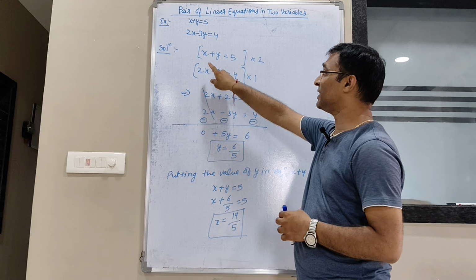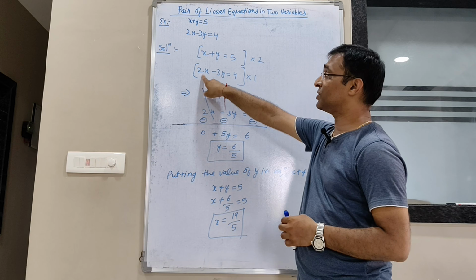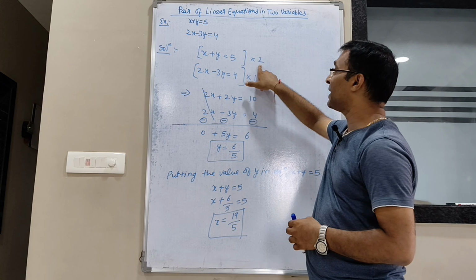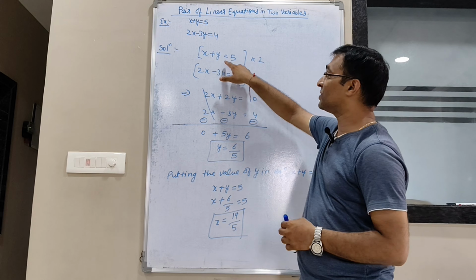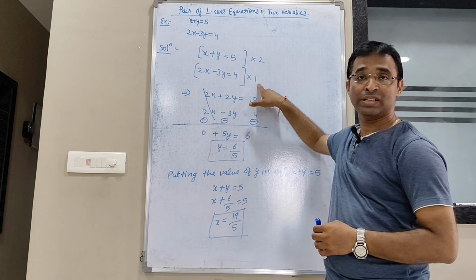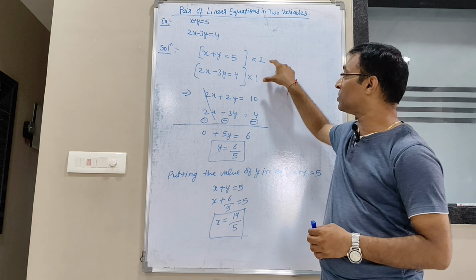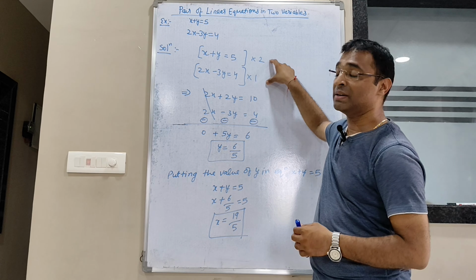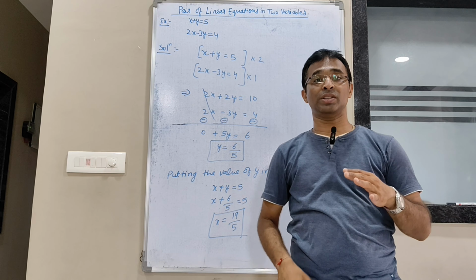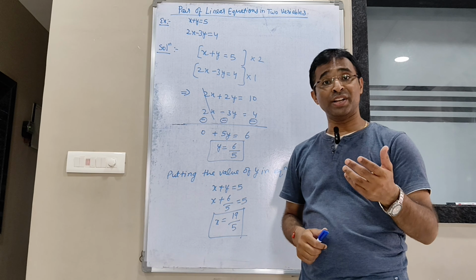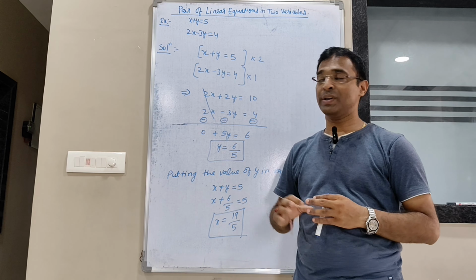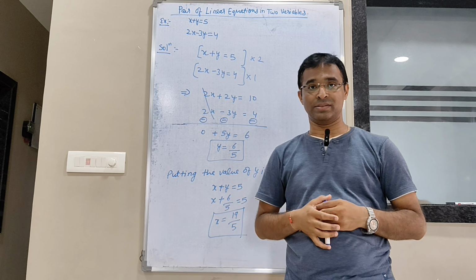So to eliminate the variable, here the coefficient is 2, and in this equation the coefficient is 1. So I need to multiply this whole equation, LHS and RHS, by the value 2, and the second equation by the value 1. The objective of this multiplication is to make the coefficient of the x variable the same. You can also take the variable y, there is no problem in that. Any one variable we need to take. So here I have taken the variable x.